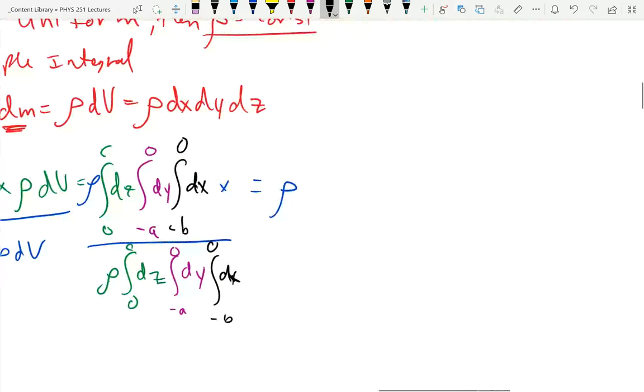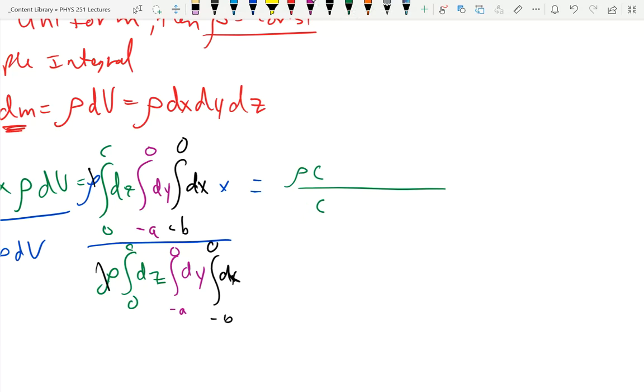Now notice my rho's are going to cancel because it was a constant rho. Once again, if it's not a constant rho, that's not going to happen probably. Notice I have on top and bottom integral from 0 to c dz. What's the integral from 0 to c dz? That's going to be the same thing as the bottom one, c and c. I'll put the rho's here just for completeness.